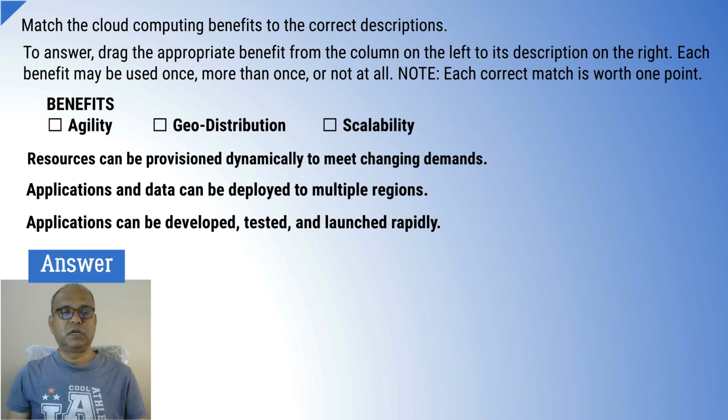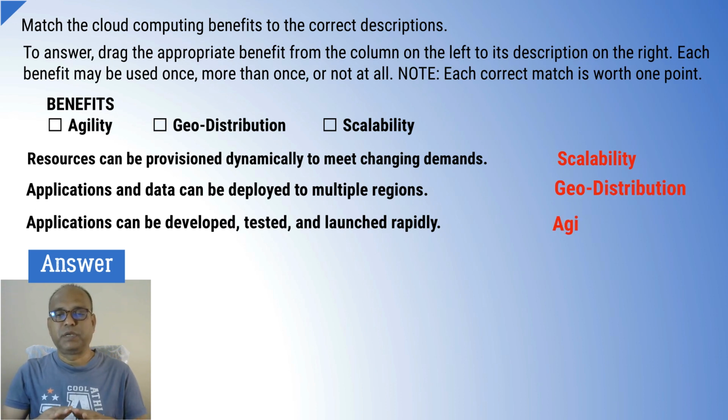Answer: for the first description, the appropriate benefit will be scalability. For the second description, that is, applications and data can be deployed to multiple regions, the benefit is geo-distribution. For the last description, applications can be developed, tested and launched rapidly, the benefit is agility.